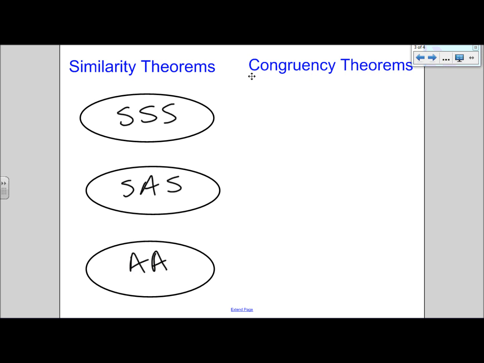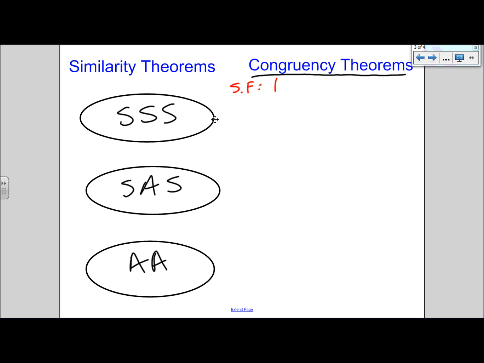Now what we're going to talk about next is the congruency of triangles. Really the only difference between the similarity of triangles and congruence of triangles is that all congruent triangles are similar triangles, but think about their scale factor. A congruent triangle has a scale factor of 1. Similar triangles can have different scale factors, but for congruency theorems, the scale factor is 1.